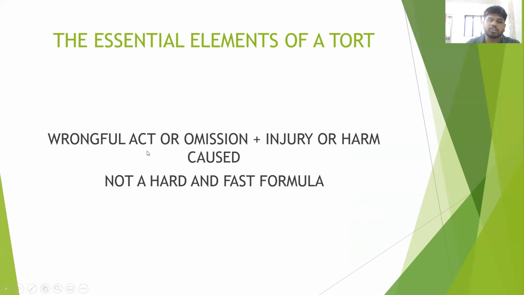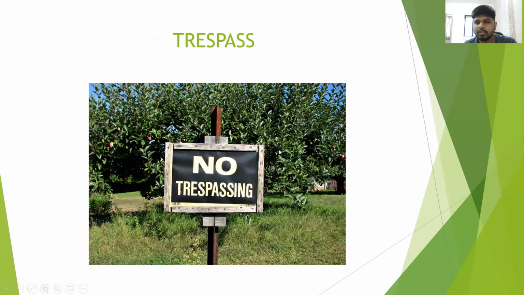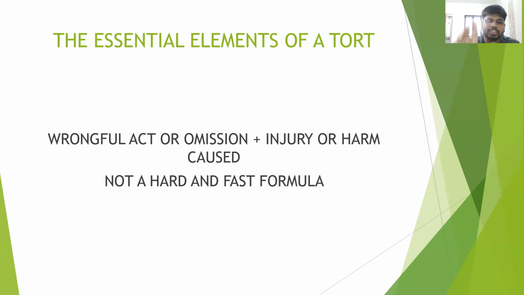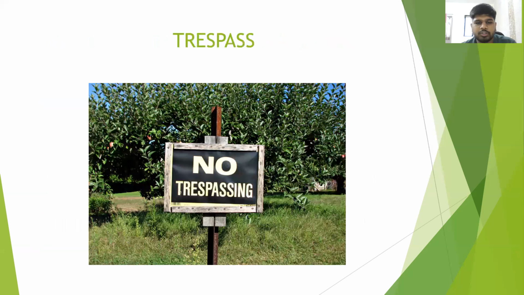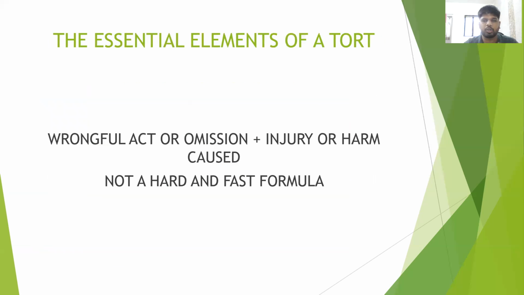So how is the second criteria fulfilled in this particular example? Injury or harm caused. Since me trespassing on the owner's property infringes upon his exclusive right to enjoy his property, since he, let's say, is the sole owner, I am infringing upon his legal right to enjoy his property, thus causing an injury or harm. And what does injury or harm mean? The violation of a legal right that causes a loss or detriment to someone. So that is how trespass can be brought under this particular formula.